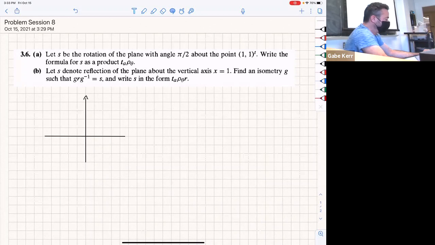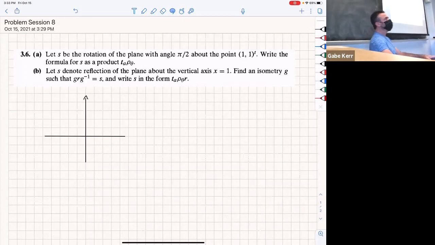you want to say you're reflecting about the x-axis, and in the other coordinate system, you're reflecting about the vertical axis x equaling 1. Maybe a change of coordinates is not exactly the way I want to see it. Well, maybe you could look at it as a change of coordinates. I'll say that. There are different perspectives on the same thing, and I don't want to give the wrong perspective. I think that you're onto something with that.